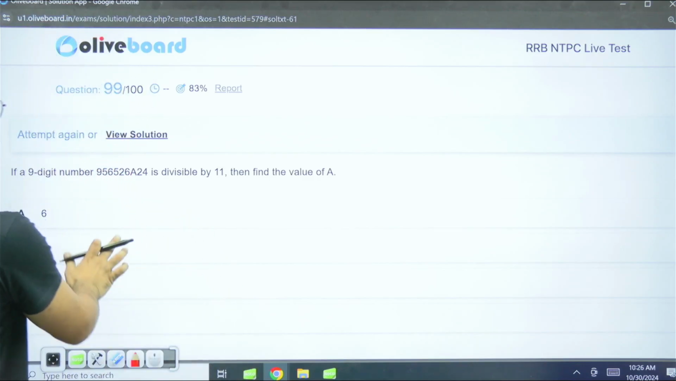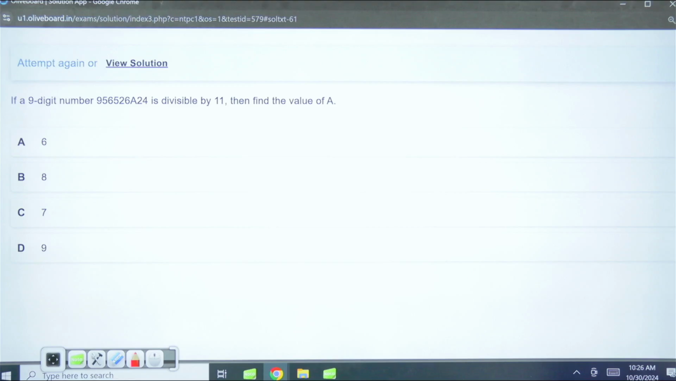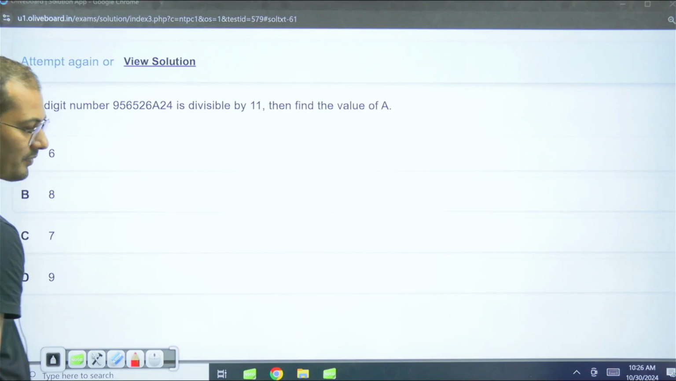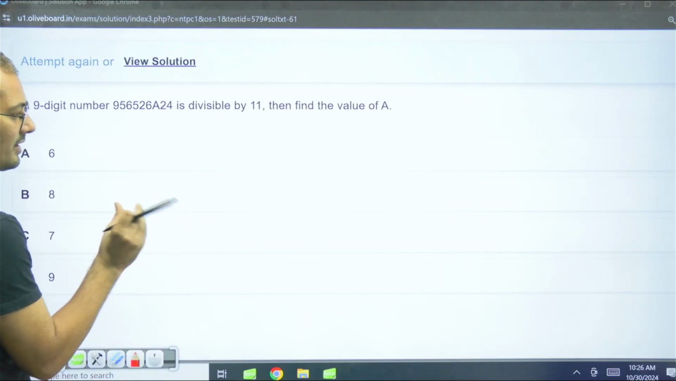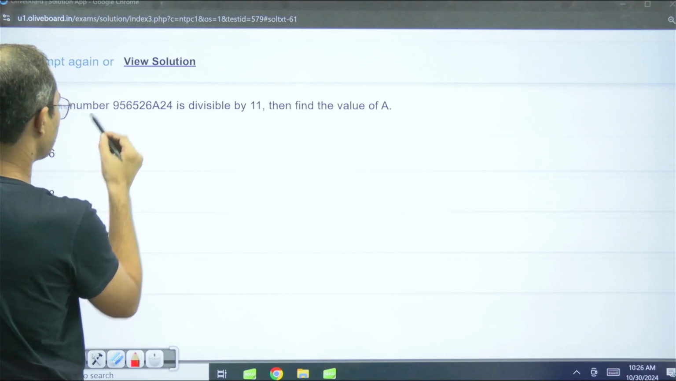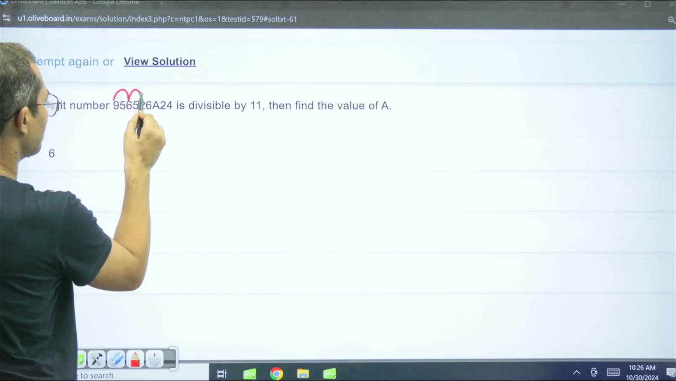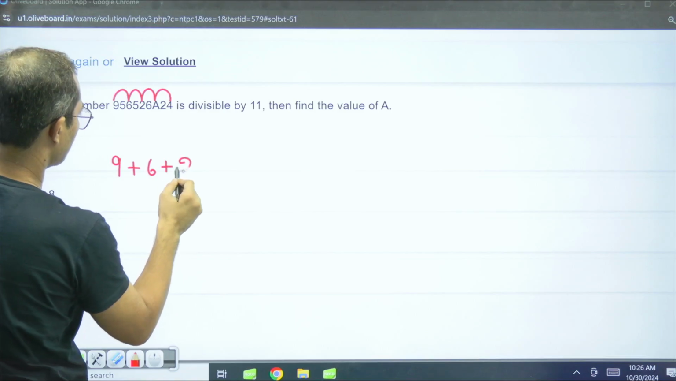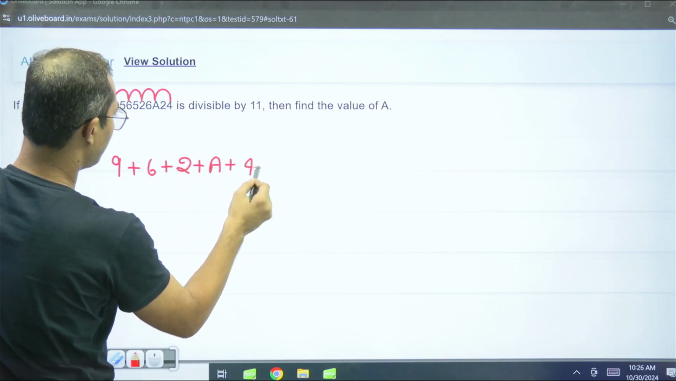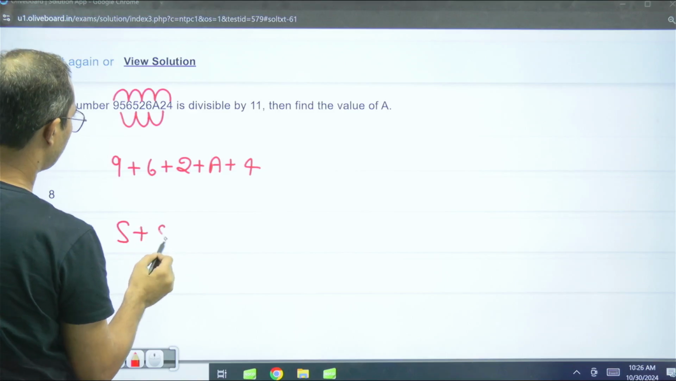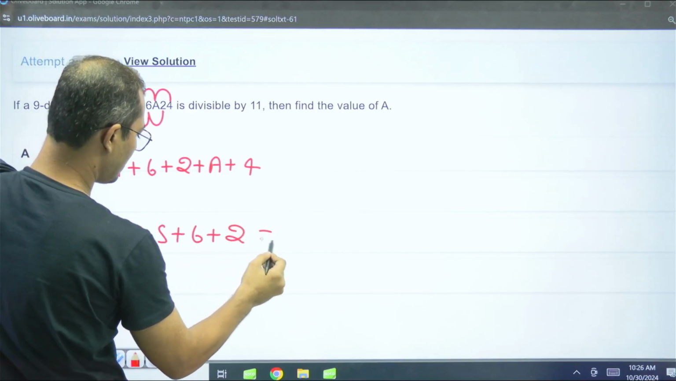Tell me what is the answer for this question. If a 9-digit number is divisible by 11, then find the value of A. We know the divisibility rule of 11. The sum of alternate place digits, and then take the difference of both, must be either 0 or divisible by 11. Or we can say the sum of 9, 6, 2, A and 4, that is 9 plus 6 plus 2 plus A plus 4, and the sum of 5, 5, 6, 2.